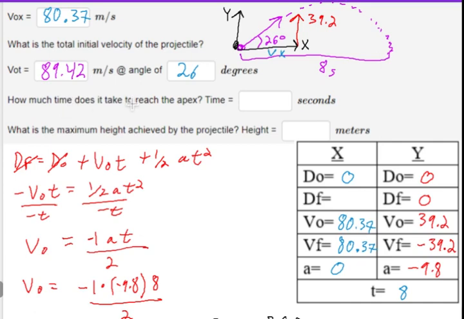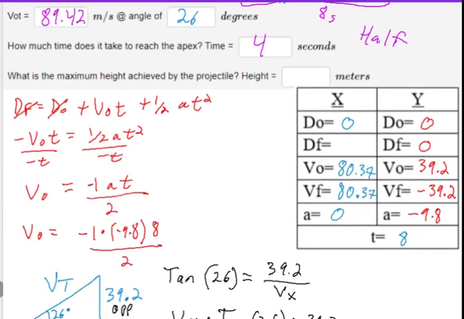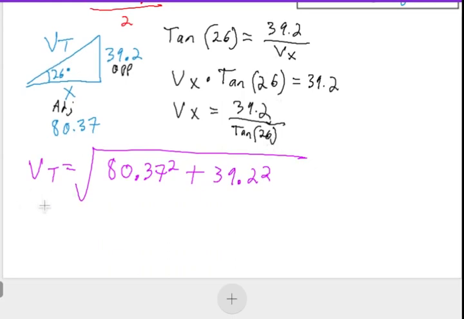Next question says, how long does it take to reach the apex? If it takes 8 seconds to go the whole way, to reach the apex it's only 4 seconds, so half the time. And then lastly, what is the maximum height achieved by the projectile? Well, we've done this already, so let's just do it one last time. To figure out the maximum height, I'm going to need to use big dog. Big dog is df equals do plus vot plus 1/2 at squared.